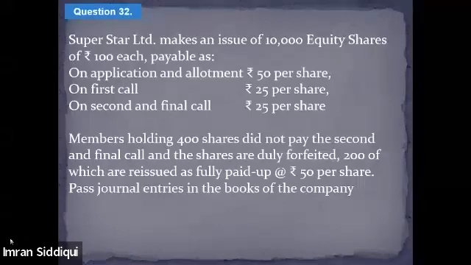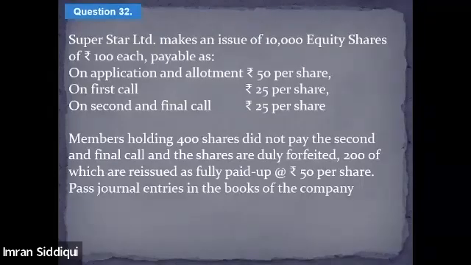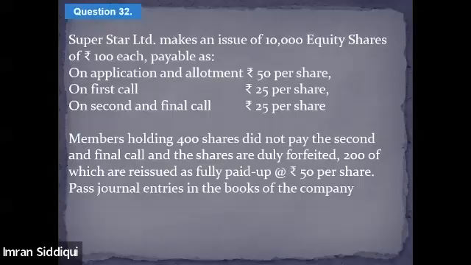Yes, that's right. And once we are done with the application and allotment, we need to pass an entry for the first call. So could you also tell me the entry for the first call? Yes, sir. Share first call account debit to share capital, and then bank account debit to share first call. Very good. And tell me the last entry for the final call. Sir, equity share second and final call account debit to share capital, and then bank account debit to second and final call.